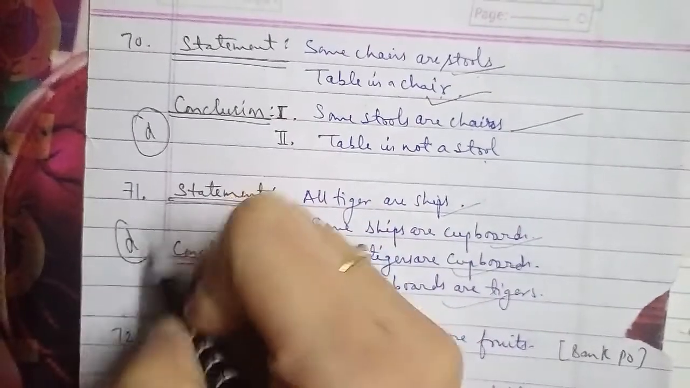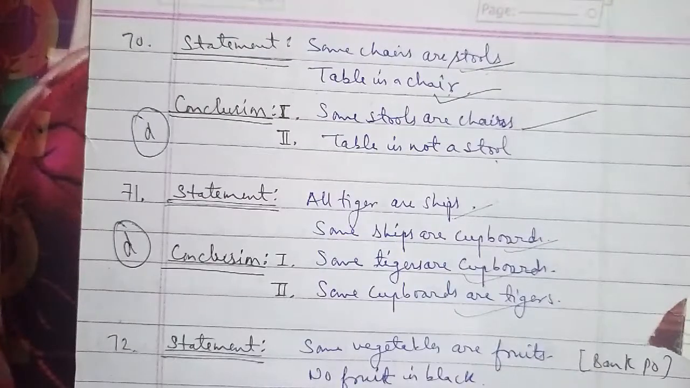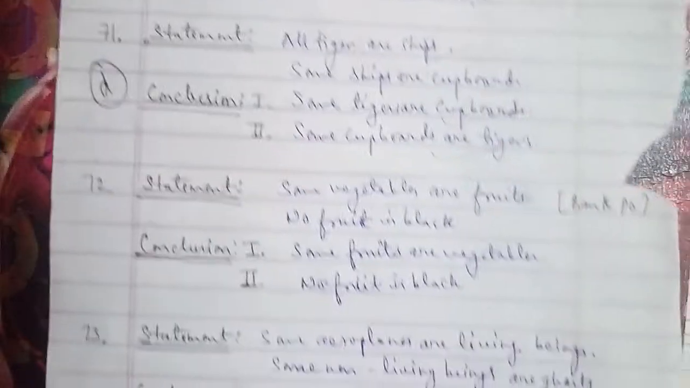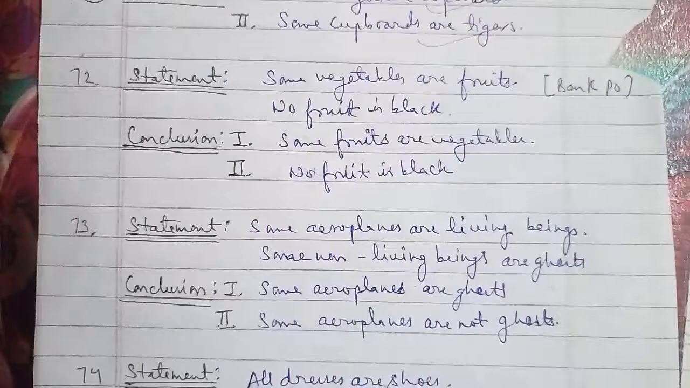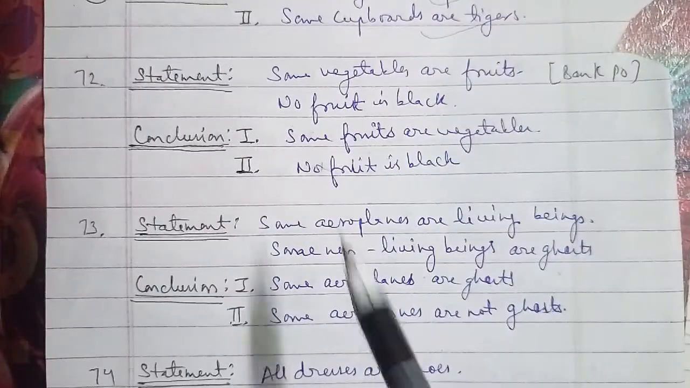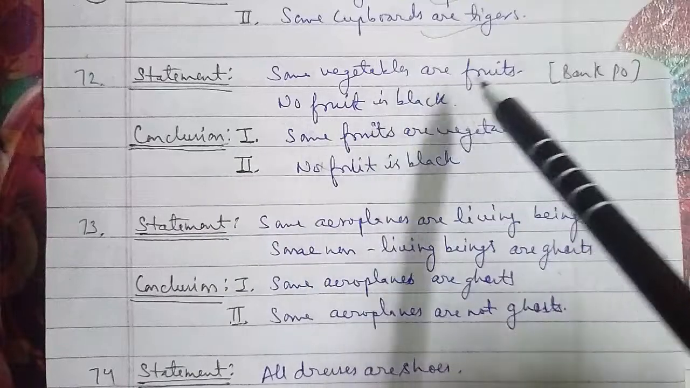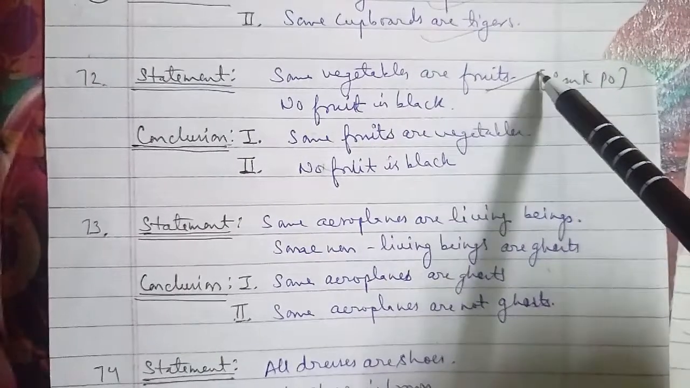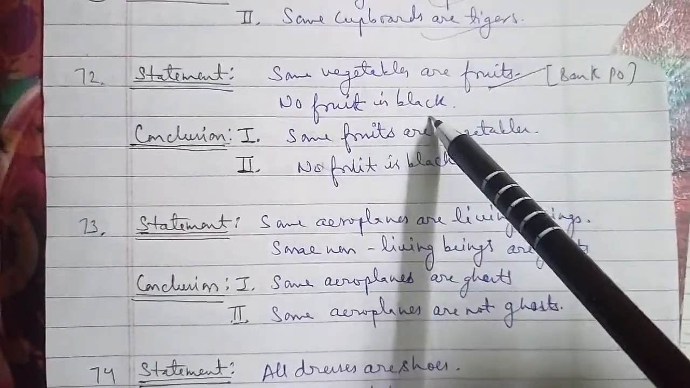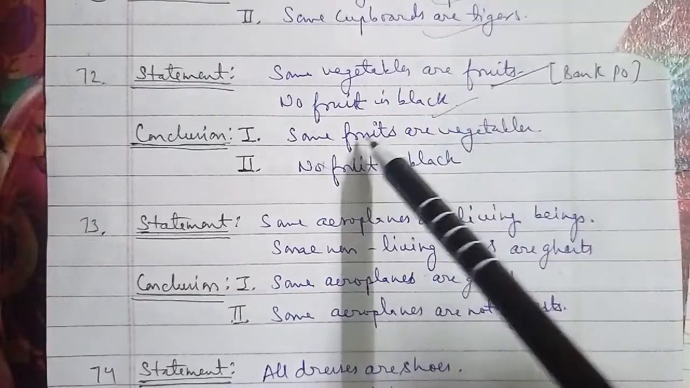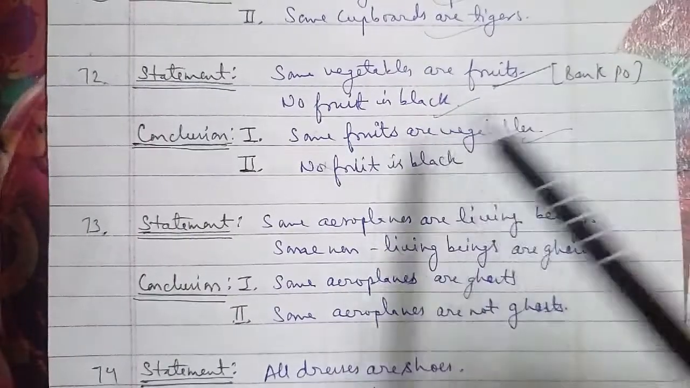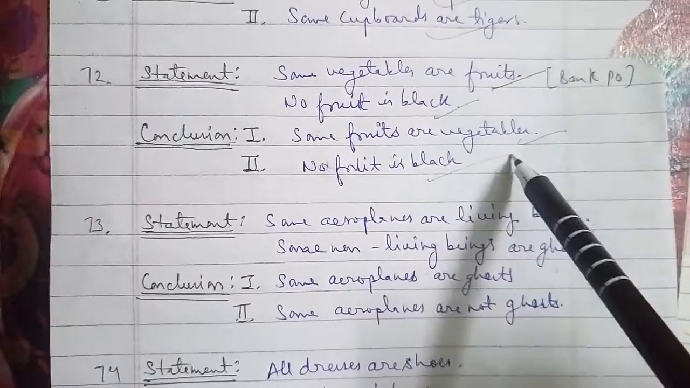Moving ahead with another question, the 72nd question of the session. What we have to discuss is your statement: some vegetables are fruits, no fruit is black. The conclusions: some fruits are vegetables, no fruit is black.